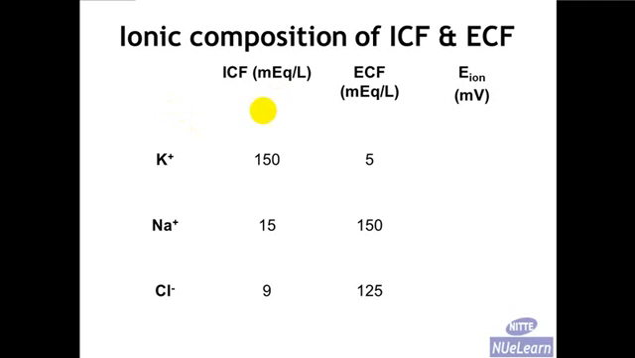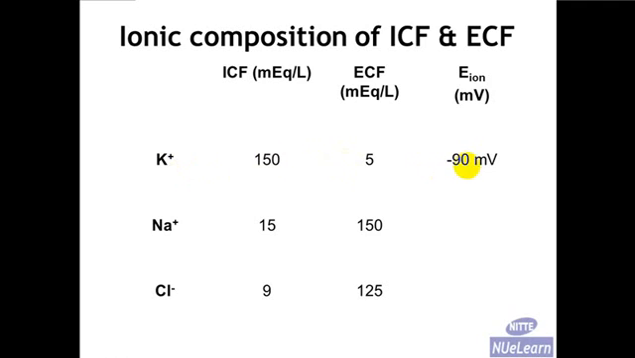So for each of these ions there is a concentration gradient. For example, for potassium from inside to outside, whereas for sodium from outside to inside. And for each ion, equilibrium potential can be predicted using the Nernst equation if we know the concentration of the ion inside and outside the cells.